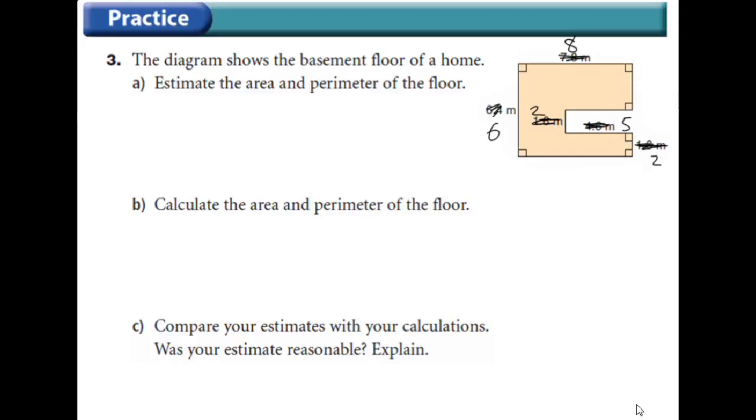Estimate the area and perimeter. So perimeter, that's about 6. Let's say that's about 3. This is 2, this is about 1, let's say, and this is 8. So 8 plus 3 is 11, plus I've got this side here.